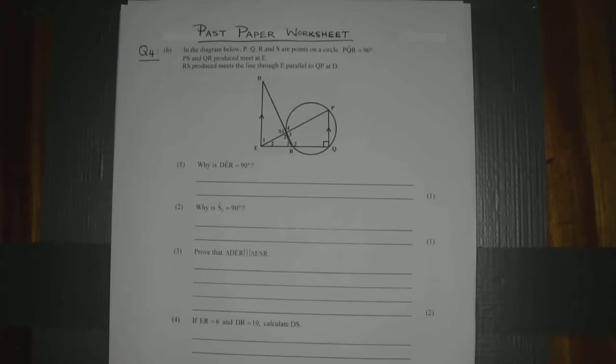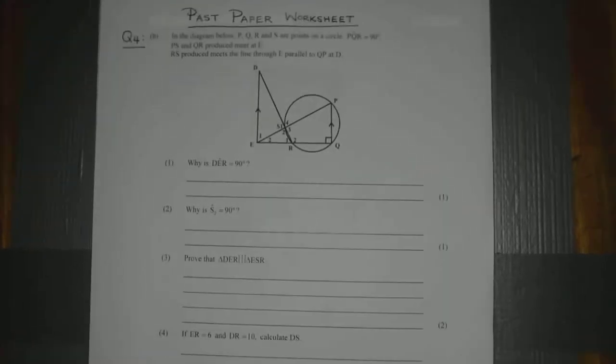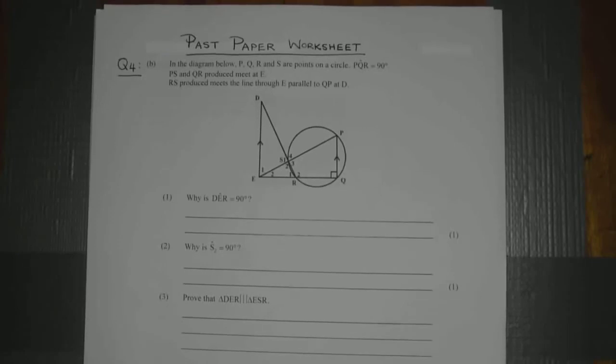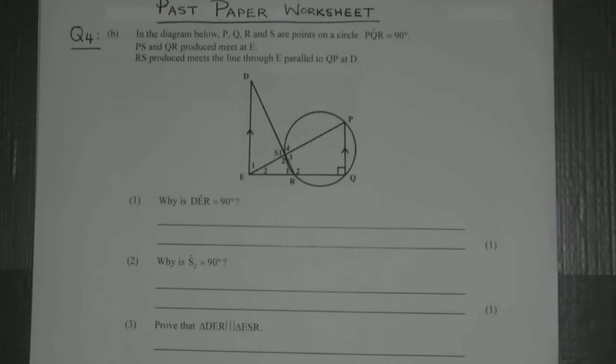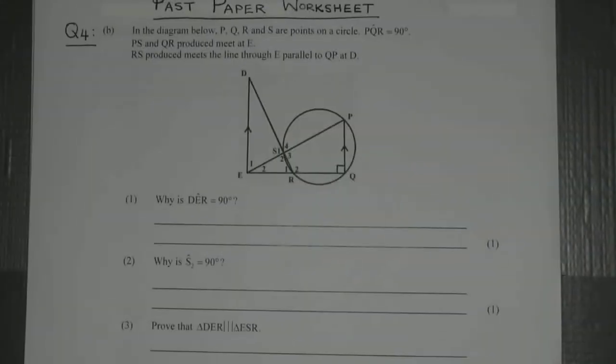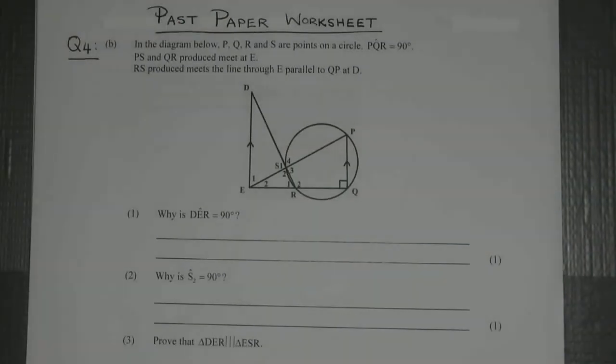So this was in the 2014 final exam, and it's question 4B, and it says, let me zoom in a little bit so the back can see. And just on the diagram so we can do the given information. Okay, so in the diagram below, P, Q, R, and S are points on the circle. So immediately, what do I know about P, Q, R, S? It's a cyclic quad, because I've told you this before.